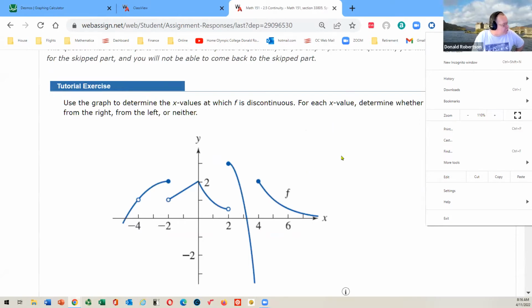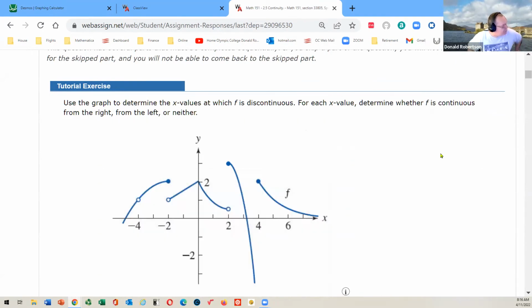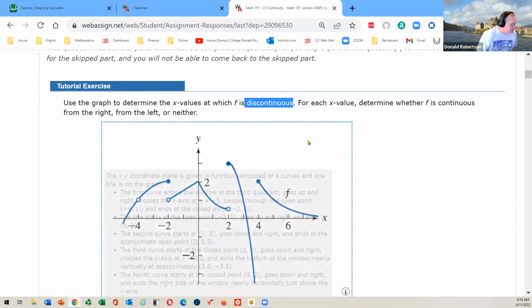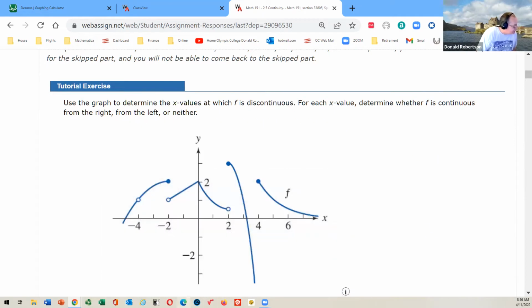Okay, we're good. So what we're going to be doing here is answering questions about continuity or things being discontinuous. So use this graph, where there's a lot of bits going on, to determine the x value. We only want to know what the x coordinate is of this function, and we're only interested in when it's discontinuous. So let's look at that first. Would you agree that the function is discontinuous at x equals -4?